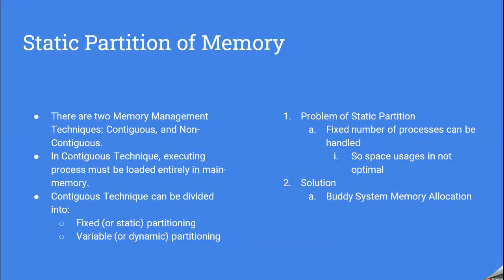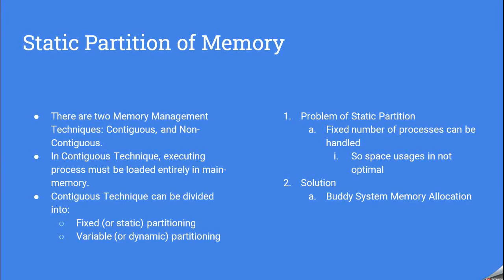Next one, static partition of memory or fixed partition of memory. There are 2 memory management techniques: contiguous, that means sequentially ordered allocation of the memory, and non-contiguous, where we could allocate the memory in a random order. In the contiguous technique we have 2 kinds: one is fixed, that means a static or fixed partition, and the other is variable, that means a dynamic partition. The problem with the static partition is that space allocation is not optimal. Some space will be wasted.